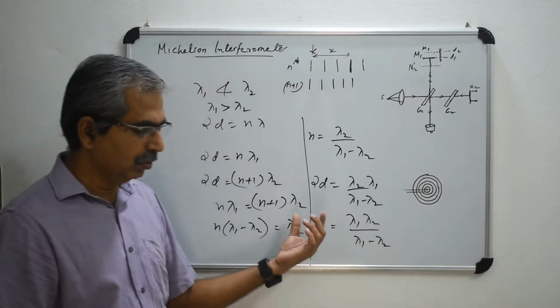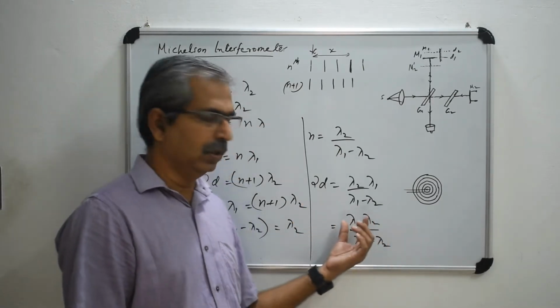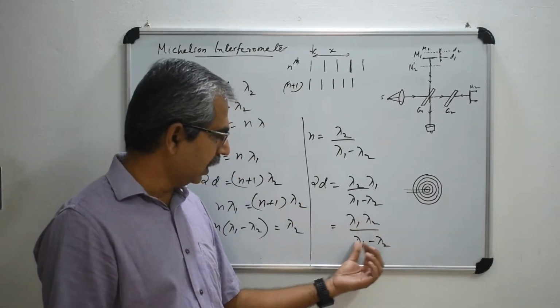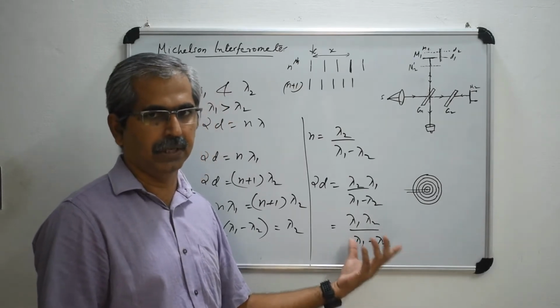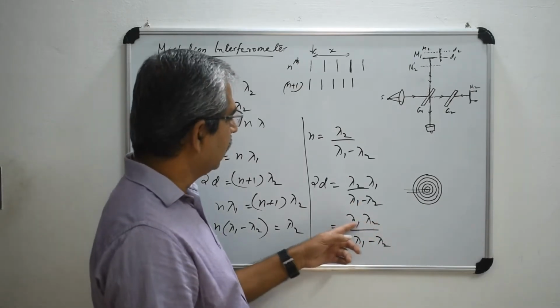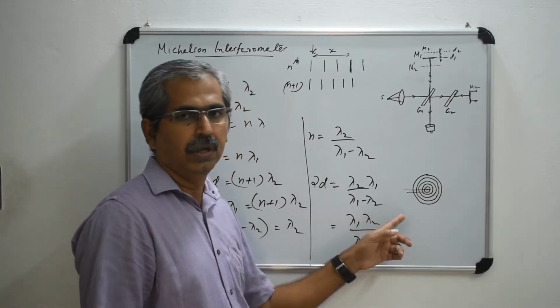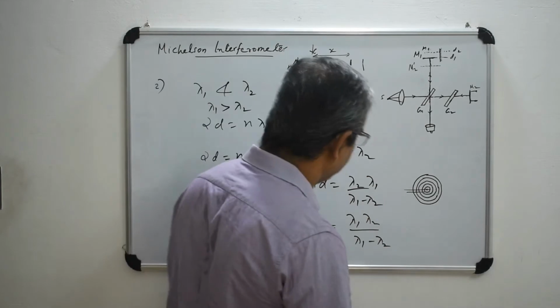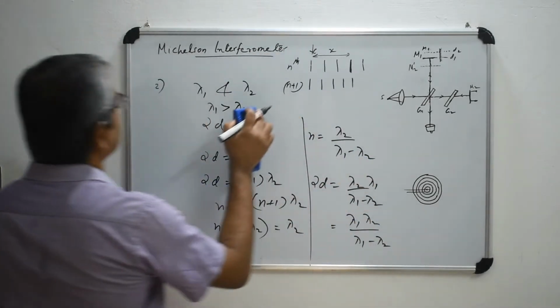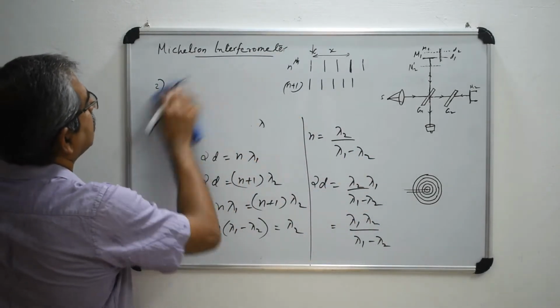Now, if the two wavelengths are close to each other, you can write λ1 − λ2 equal to delta λ if you want. Now they are very close, so you can again write λ1 into λ2 equal to λ squared. You can write it that way also.